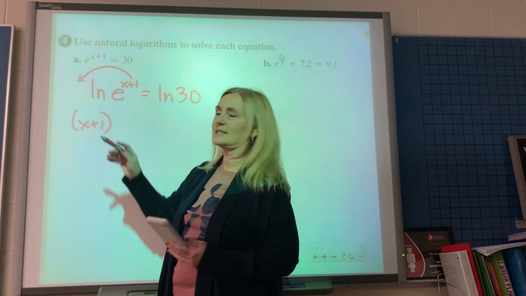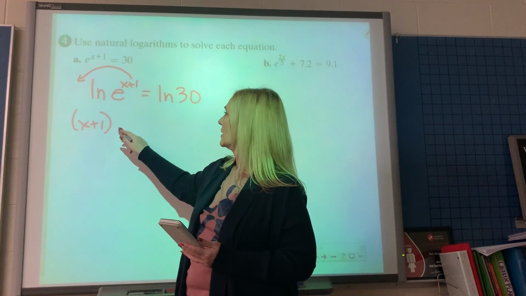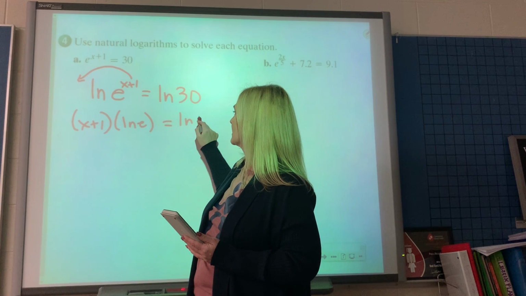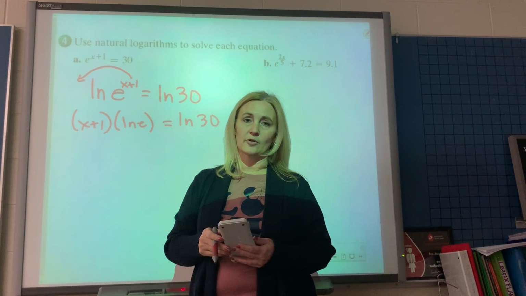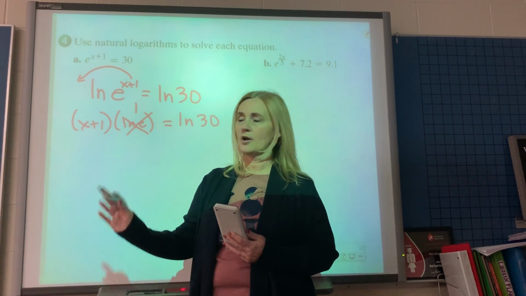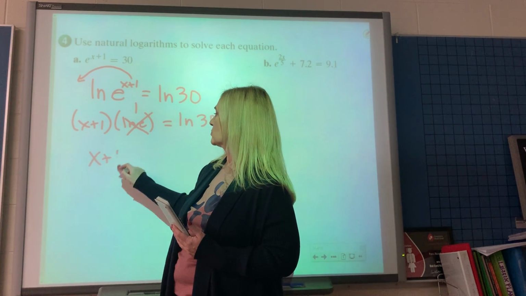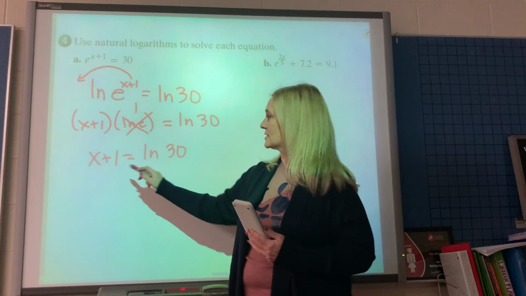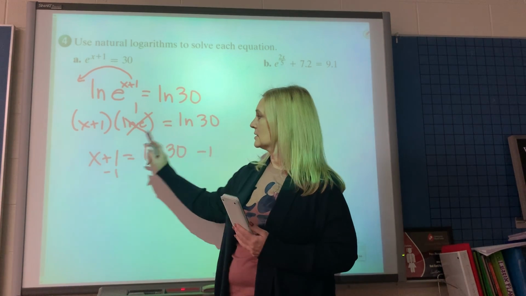X plus 1, since it's an expression, I'm going to put parentheses around it, times the ln of e, equals the ln of 30. Hopefully you haven't already forgotten that I just said the ln of e equals 1. We don't need it, so just leave it off. So we have x plus 1 equals the ln of 30. Now you're just going to subtract 1 to get x.